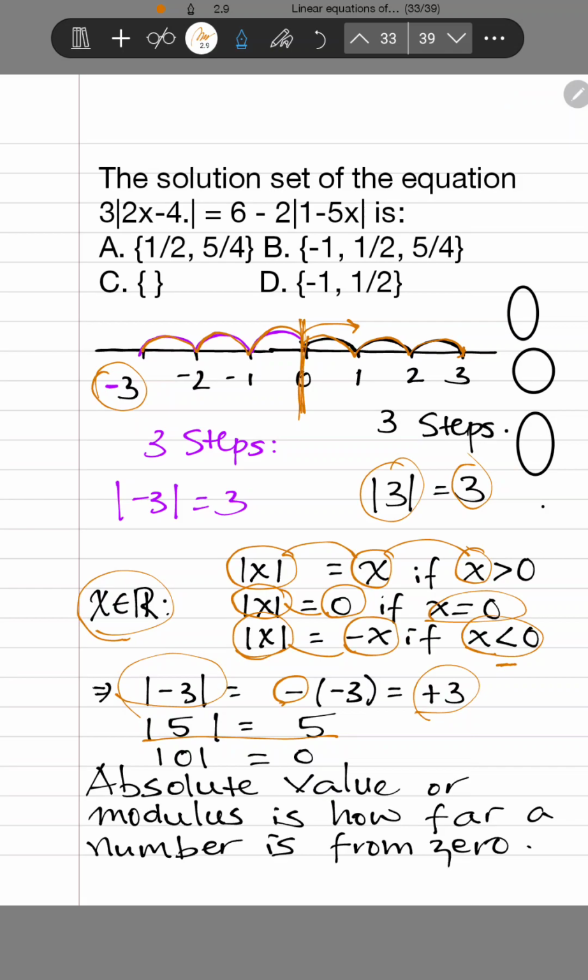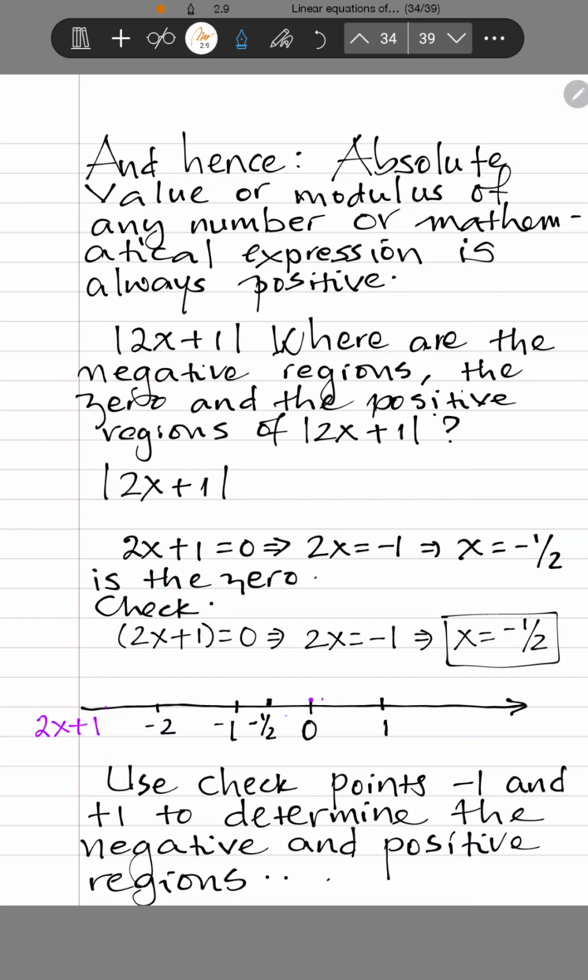So, as a summary of this point, we can say that an absolute value or a modulus is how far a number is from 0. It is just only how far, the distance. So, it is always positive. Let's go to the next page here. And hence, the absolute value or modulus of any number or a mathematical expression is always positive. When I say here a mathematical expression, it might need a little bit of explanation. That's what we are going to do now.